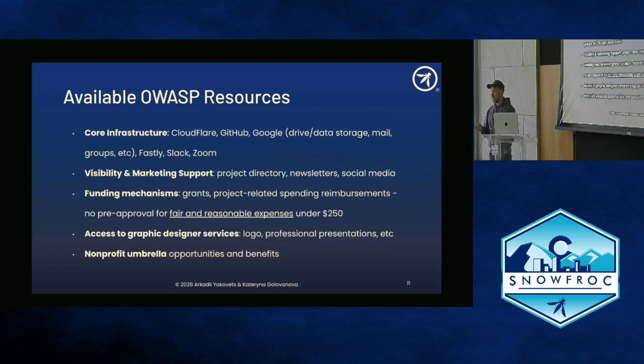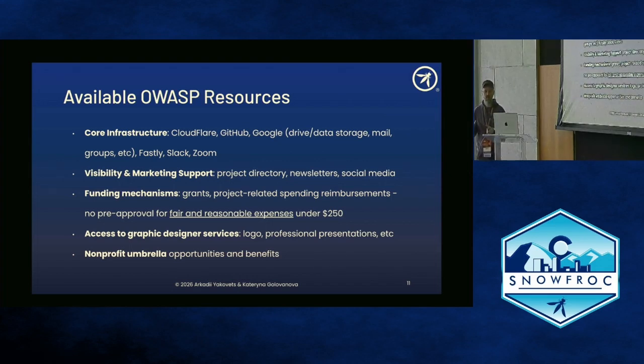And after you registered, you're getting access to a lot of resources from OWASP for free. For example, GitHub is already there. I mentioned that. OWASP uses Google Workspace as an identity provider and for all the related infrastructure stuff like Drive, data storage, mail, Google Groups. So you are covered there.